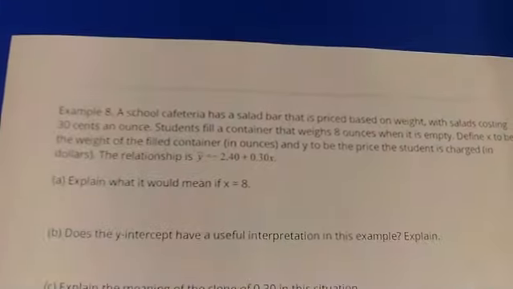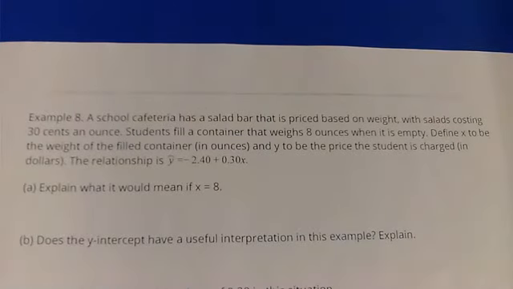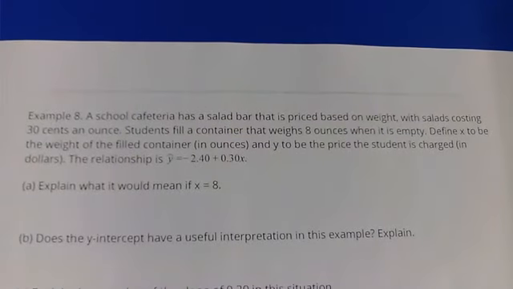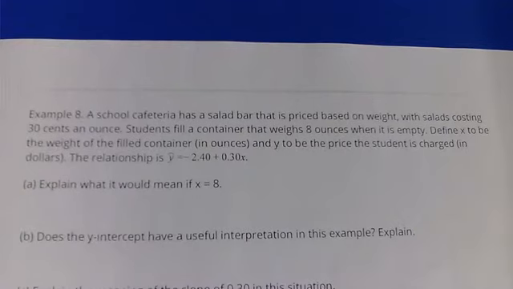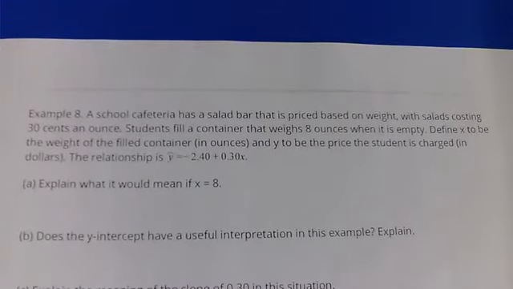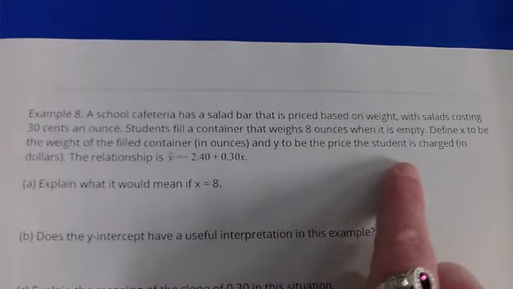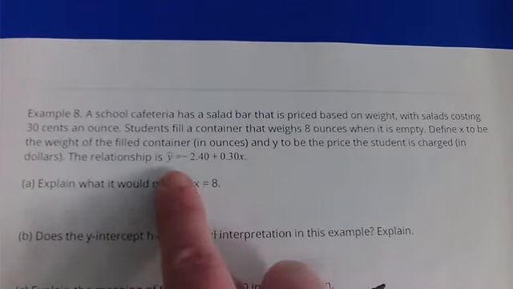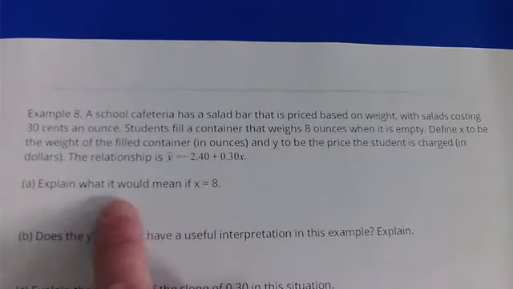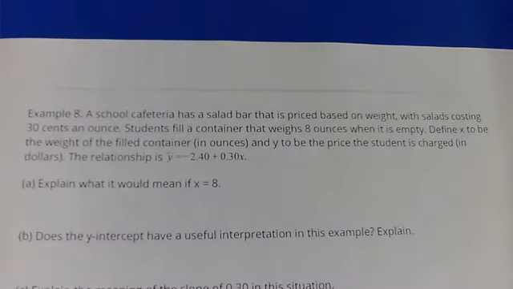Let's go through a couple of more examples just to review. A school cafeteria has a salad bar that's priced based on weight, with salads costing 30 cents an ounce. Students fill a container that weighs 8 ounces when it is empty. Define X to be the weight of the filled container and Y to be the price. The relationship is listed here. Explain what it would mean if X is 8.